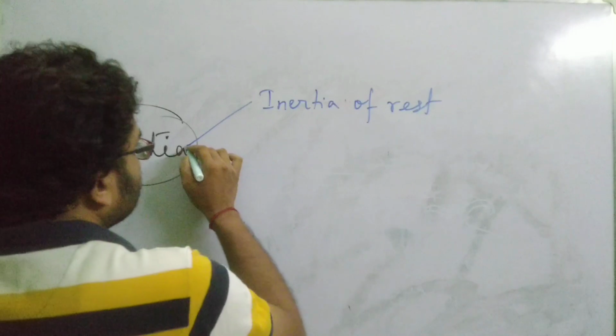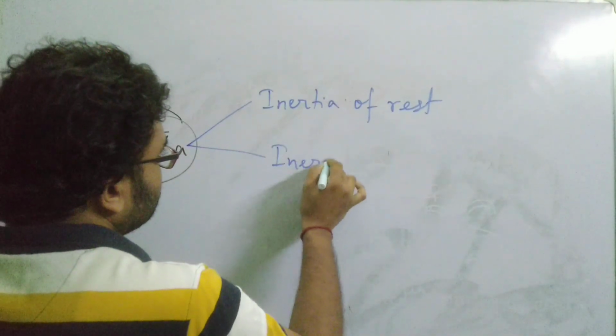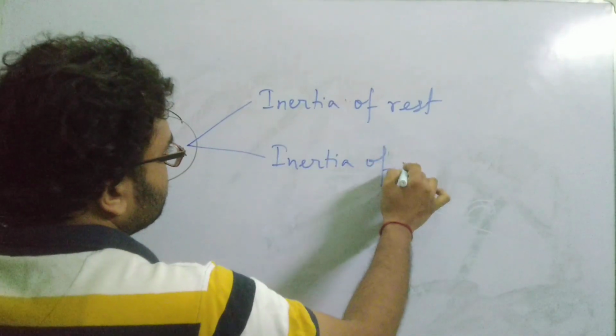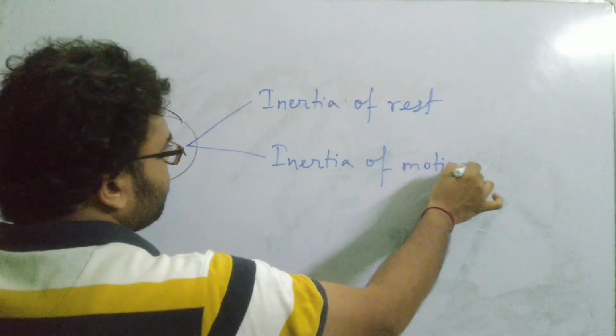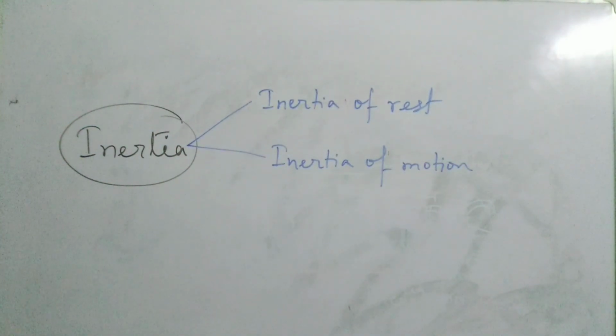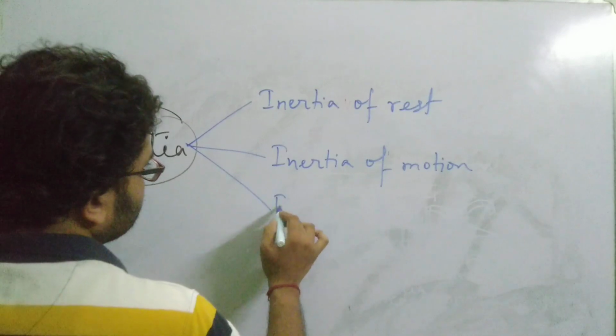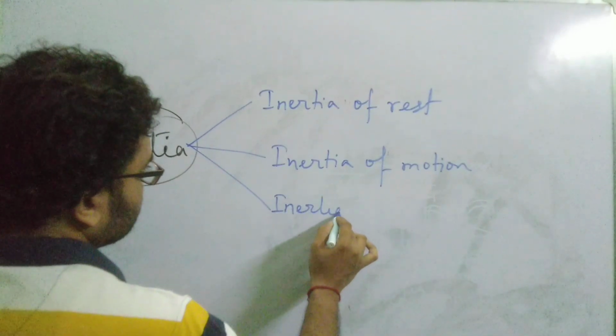Second is the inertia of motion. This is the property of a body by virtue of which a body tries to remain in its state of motion until and unless an external force acts on it. If it tries to remain in the state of rest, that is due to the inertia of rest. And if it tries to remain in a state of motion, it is due to the property of inertia of motion. And the third kind of inertia is the inertia of direction.